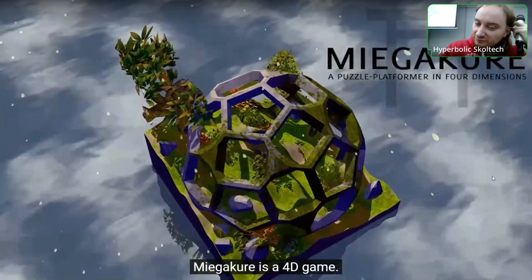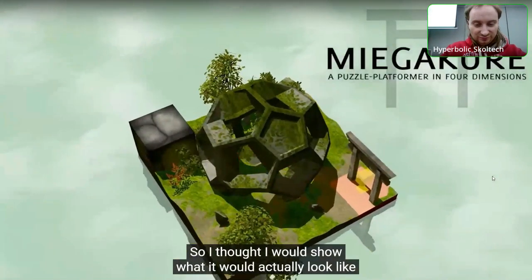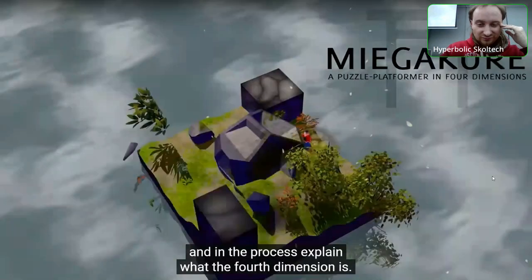You get pretty free, a game where there's a fourth dimension space. So I thought I would show you what it would actually look like if you could walk through walls using the fourth dimension. And in the process, explain what the fourth dimension is.